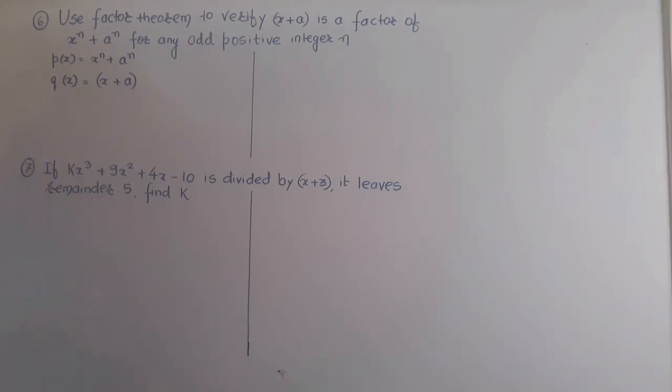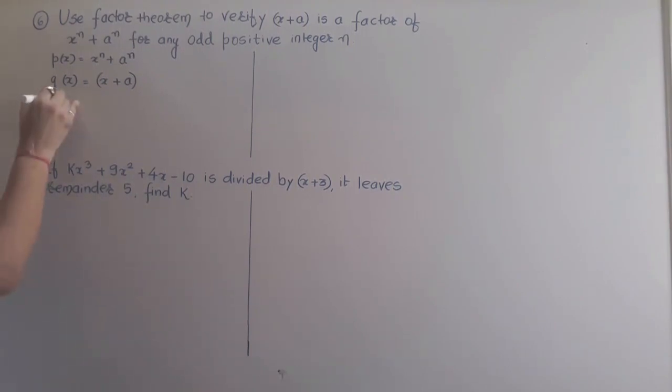As you know, when we are finding the remainder, if p of x is divided by q of x, then we keep the divisor equal to 0 and find the value of x. That value of x we put in p of x and find the remainder. Here one more thing we will add: if the remainder comes equal to 0, we say that q of x is a factor of p of x. Okay, so let us proceed.